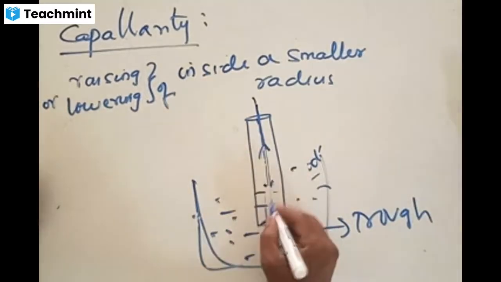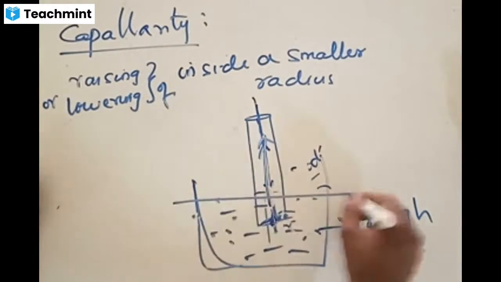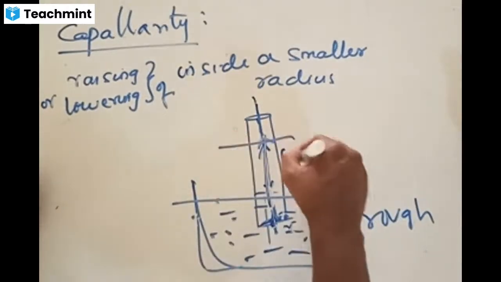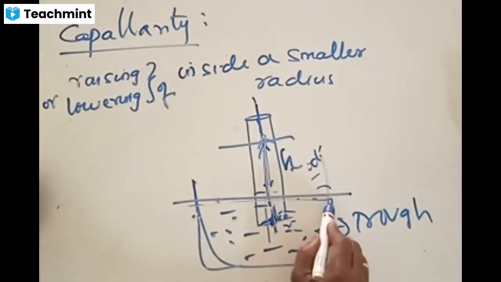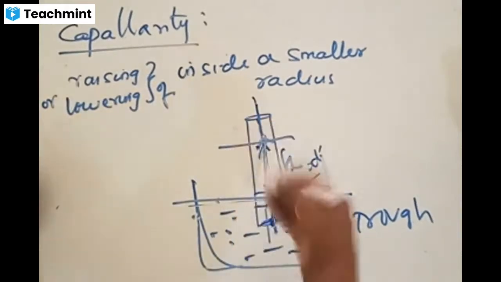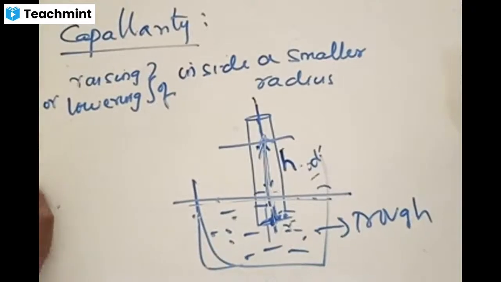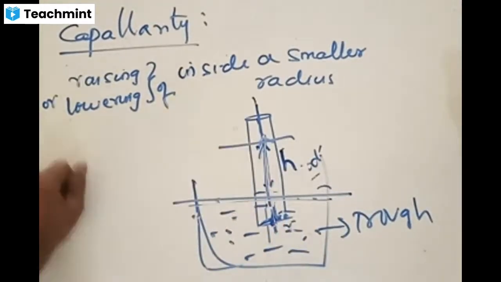Inside this, the height of the liquid level is going to increase from the actual position of the water. This is the actual level of the water, and inside this you'll find it goes to a large height, some height like this. That is height h. Now there is a formula to determine the height of rise in a capillary tube.